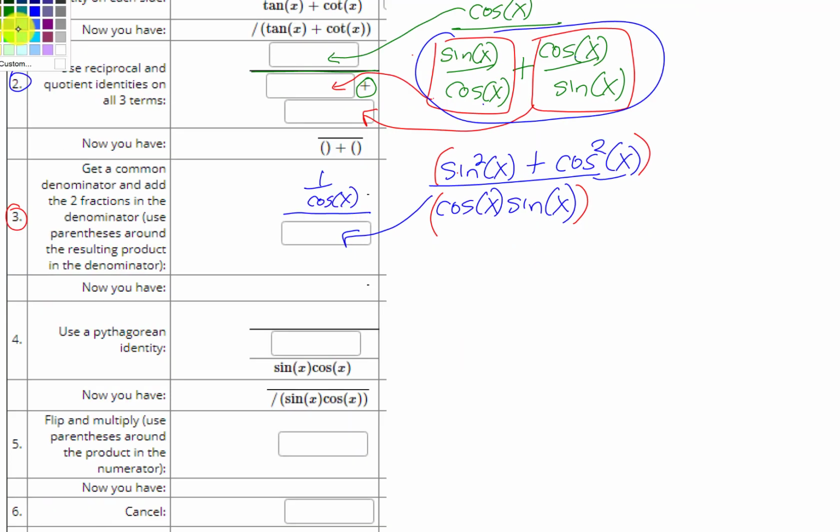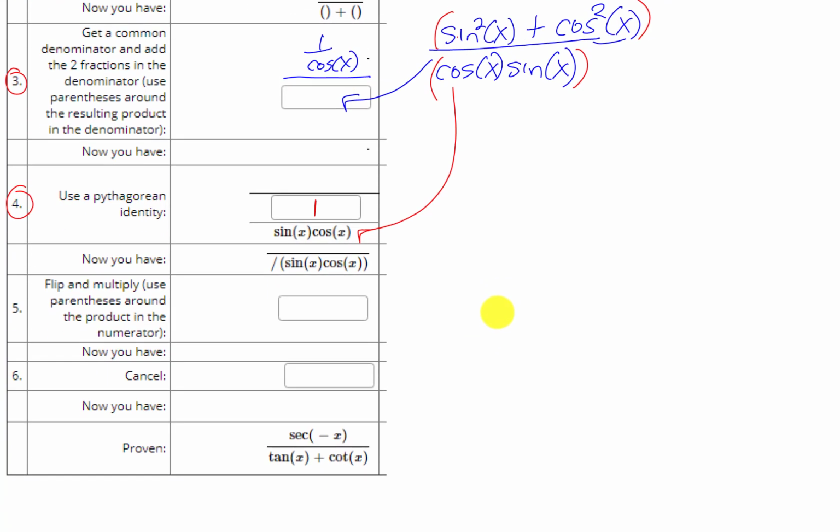Now, next step, use a Pythagorean identity. And notice it already has this denominator filled in here. Well, the numerator is sine squared x plus cosine squared x, so that's just a 1. All right, then the next step, it says flip and multiply. Use parentheses around the product in the numerator.